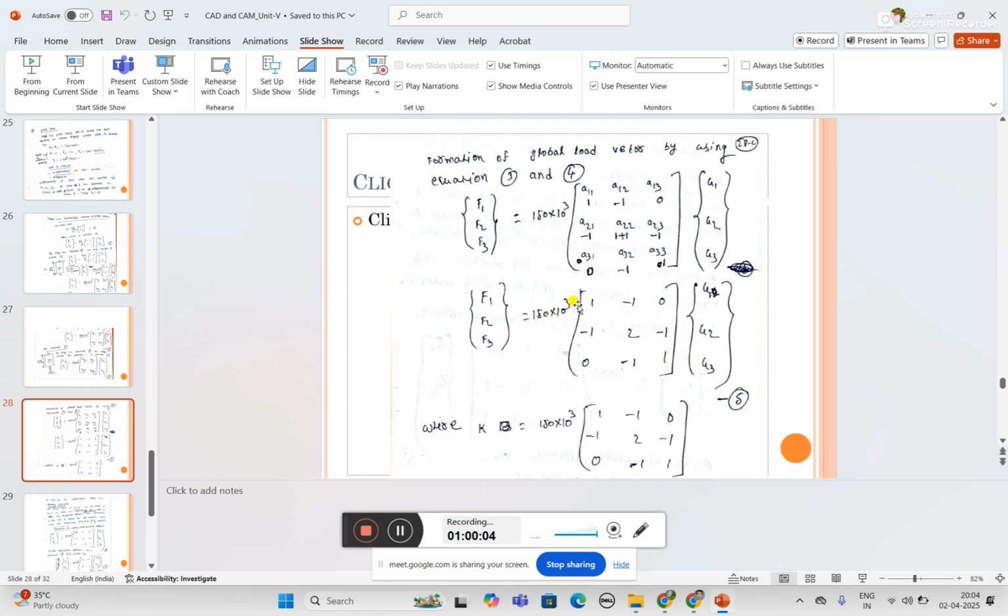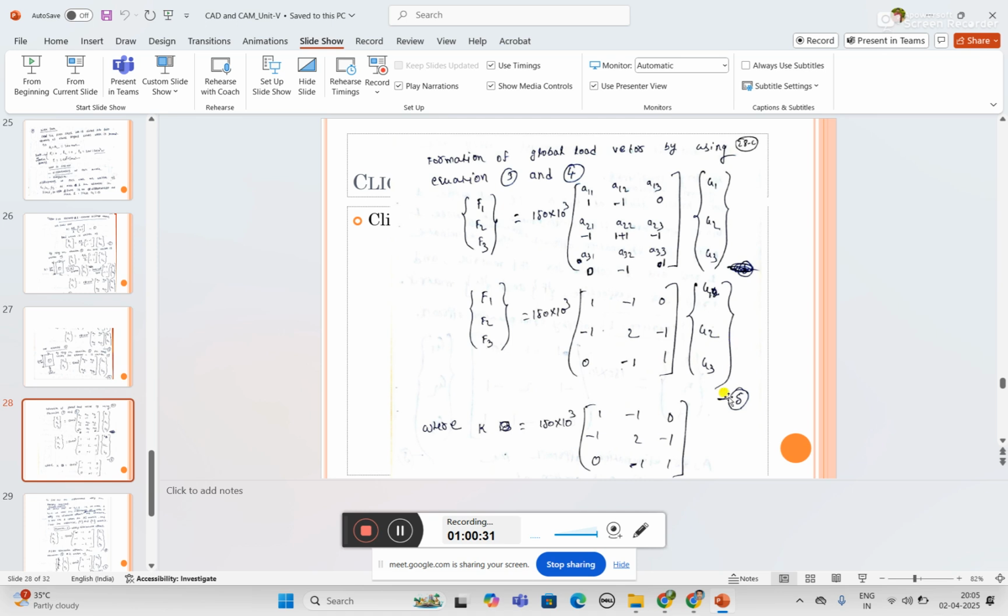150 ఇంటూ 10 పవర్ 3 మల్టిప్లై ఏదైతే మ్యాట్రిక్స్ ఉంది కదా, 1 -1 0, -1 2 -1, 0 -1 1 ఉంది కదా. ఈ మ్యాట్రిక్స్ స్టిఫ్నెస్ మ్యాట్రిక్స్, that is we represented it with k is equal to 150 into 10 power 3 [1 -1 0; -1 2 -1; 0 -1 1] అనమాట. ఇదే ఈ యొక్క గ్లోబల్ స్టిఫ్నెస్ మ్యాట్రిక్స్.